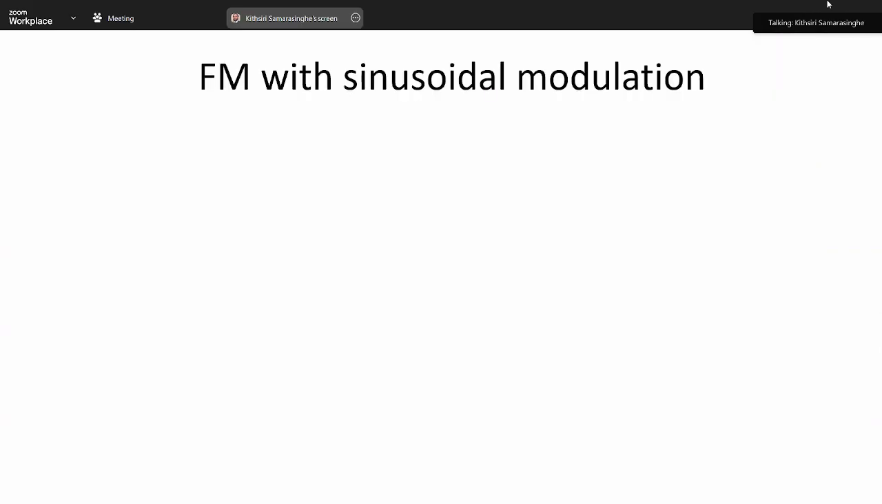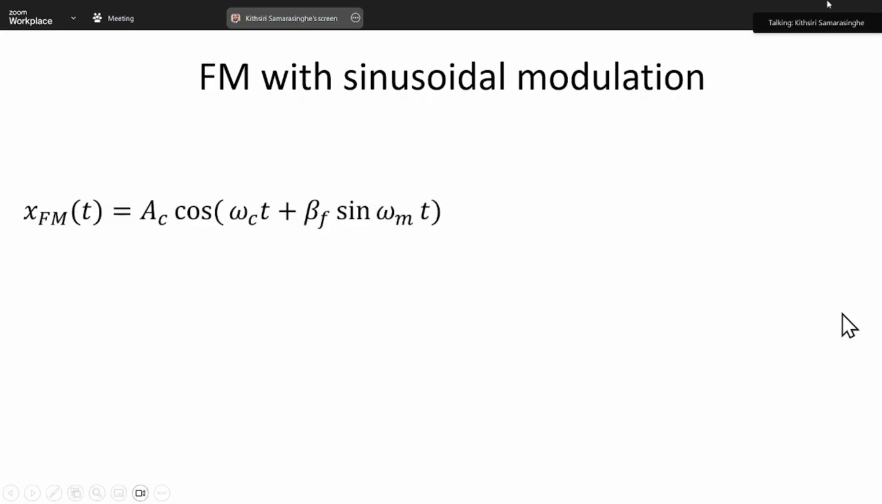Let's continue with that analysis of sinusoidal modulation. This is the equation we ended up with earlier for single tone FM. Let us expand this as cos(A plus B).